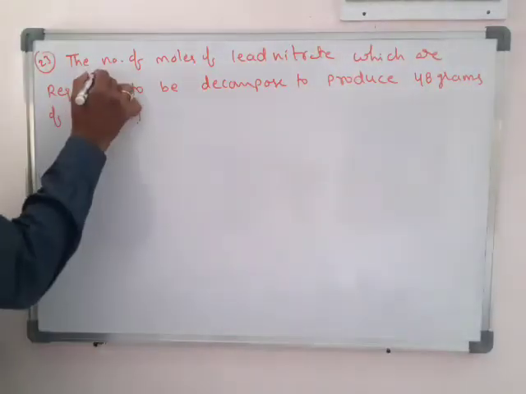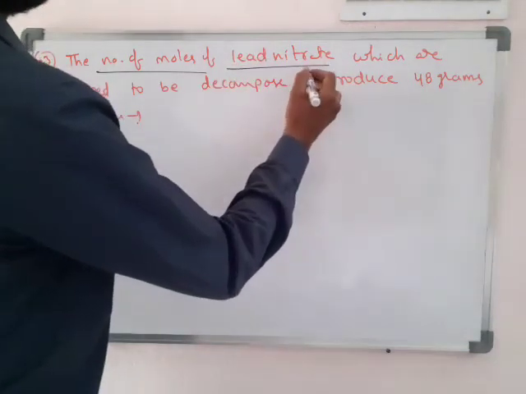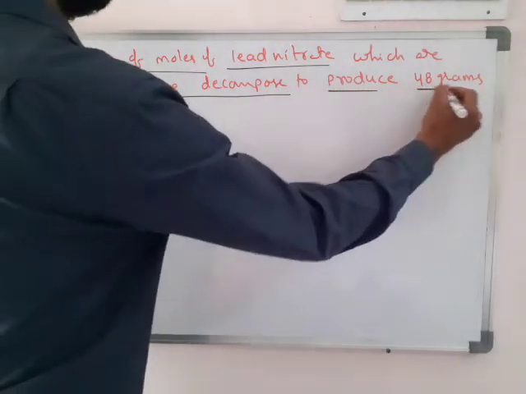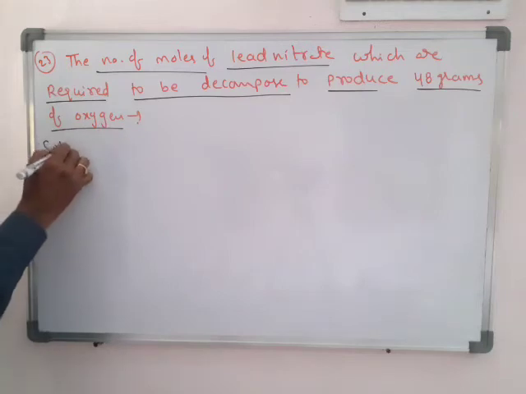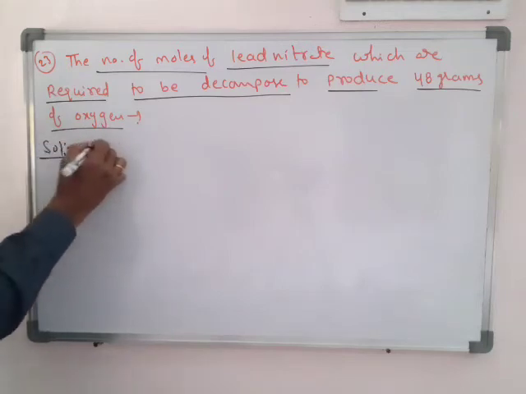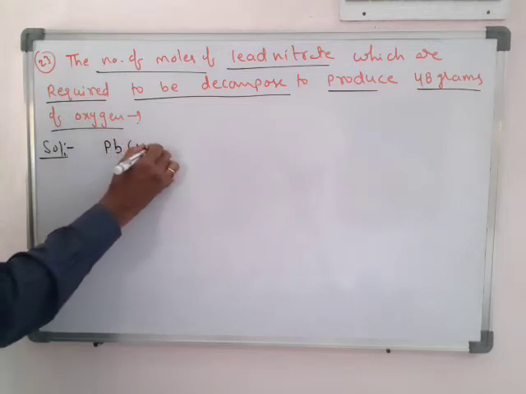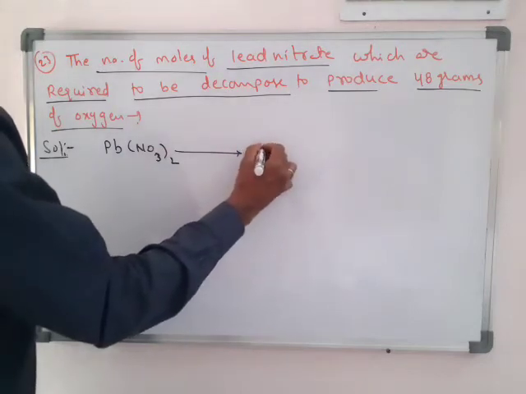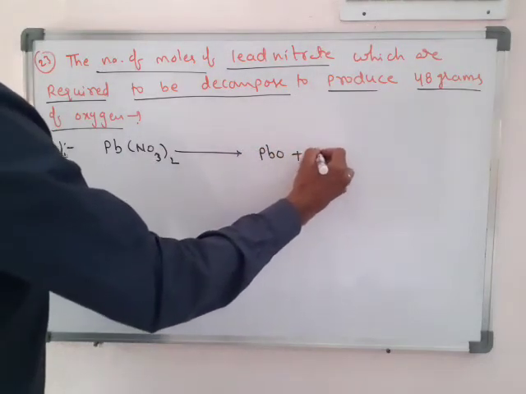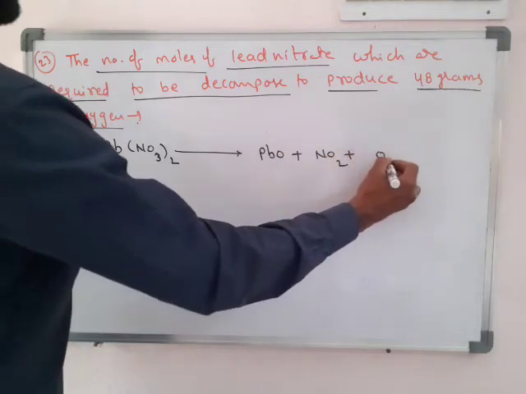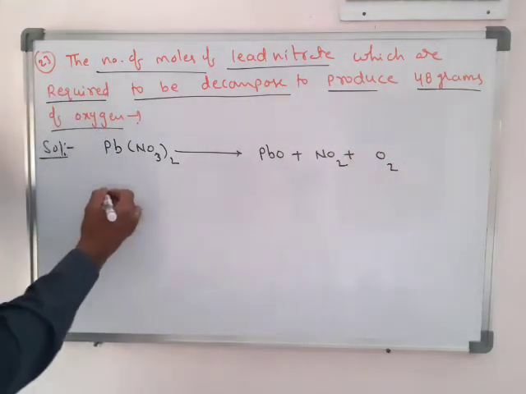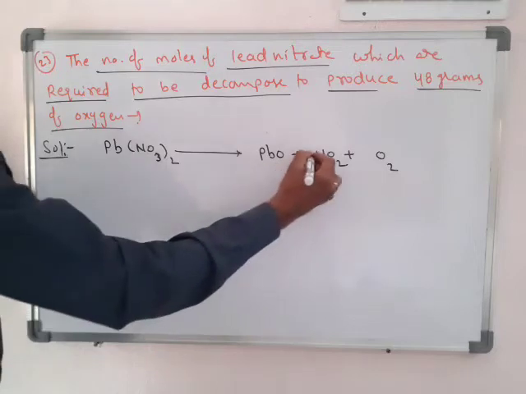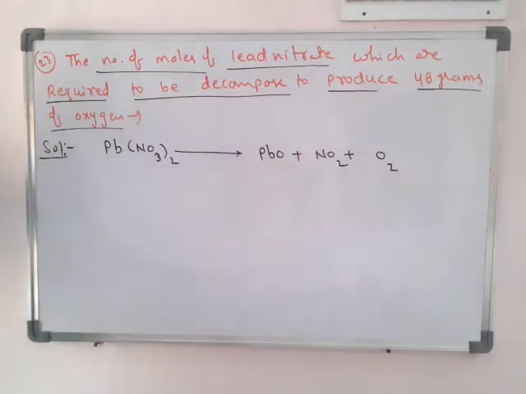I have to find the number of moles of lead nitrate which are required to be decomposed to produce 48 grams of oxygen. So here the decomposition of lead nitrate is a very important reaction. This is the lead nitrate formula. Lead nitrate on decomposition forms lead monoxide, and importantly nitrogen dioxide, and releases oxygen gas. So 6 oxygens are there for 2 nitrogens, so try to do the 2 nitrogens.